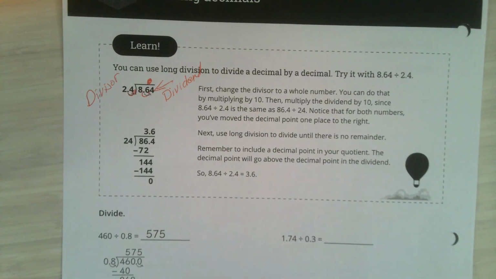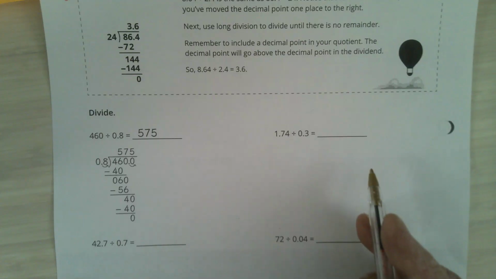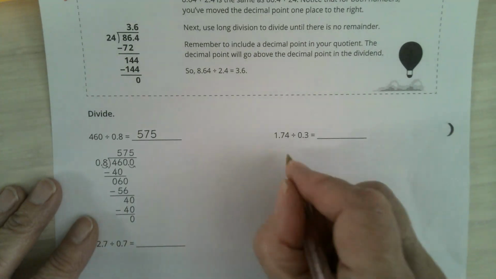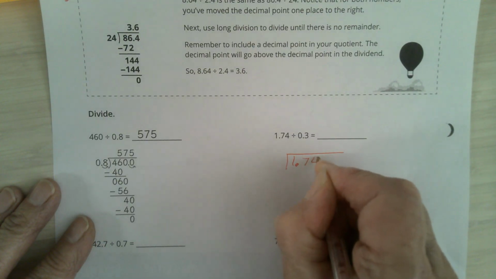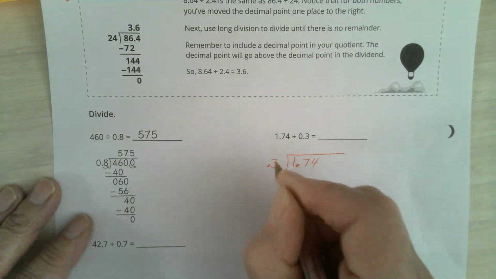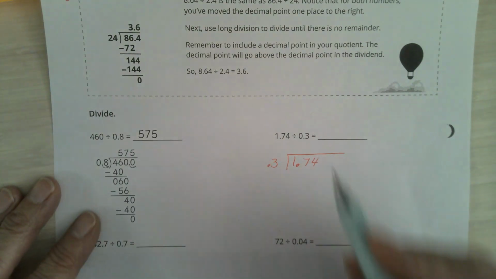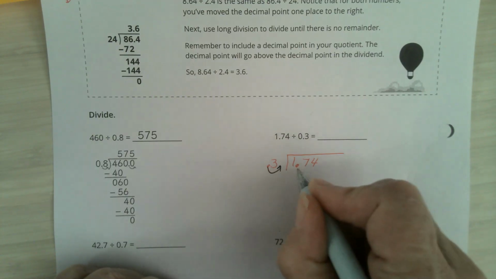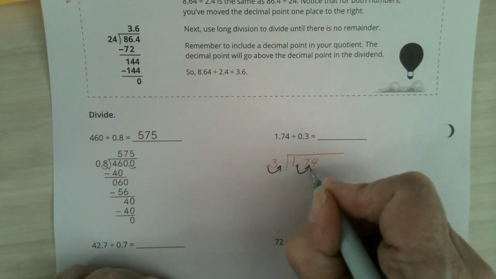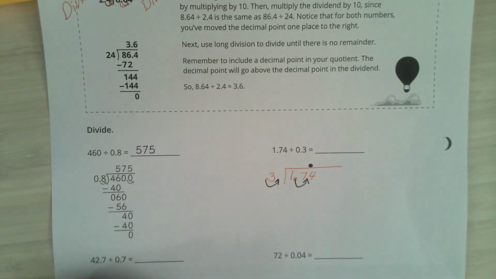All right, let's go over how to do these problems. This problem was done for you. Let's go on to the next problem. 1 and 7400ths is going to go in the decimal box, and 3/10 is outside the decimal box. We have a decimal in the divisor. Move it one. We move this one the same number of places. Move it one and put it up in your answer right away so you don't forget it.